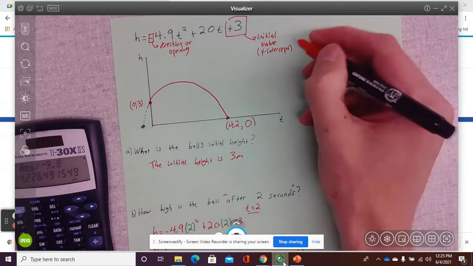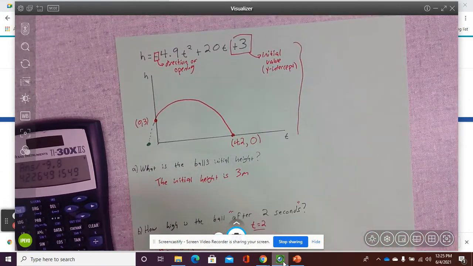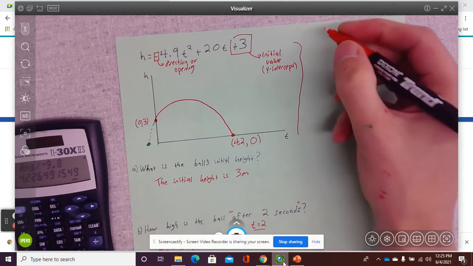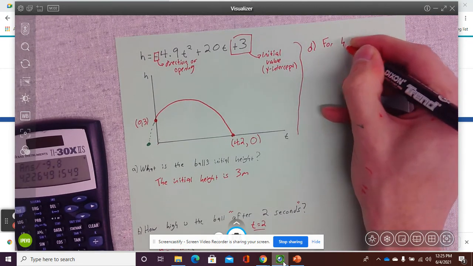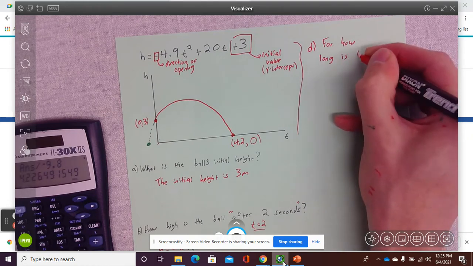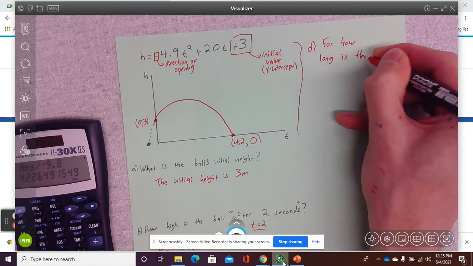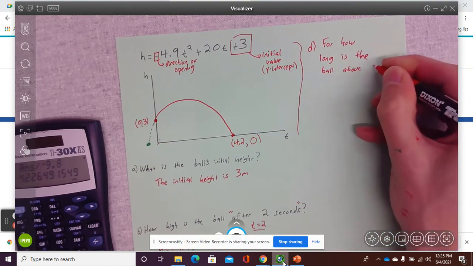Let's just do one more question with this same situation. Again, I think the sketch is going to help us analyze this. So this we can call part D. And I'm going to say, for how long, or for what duration, is the ball above a height of 7 meters?